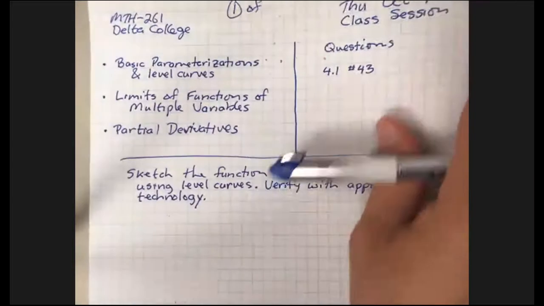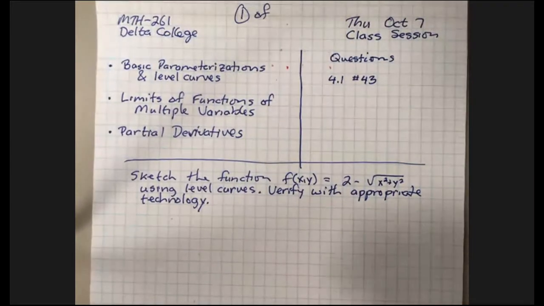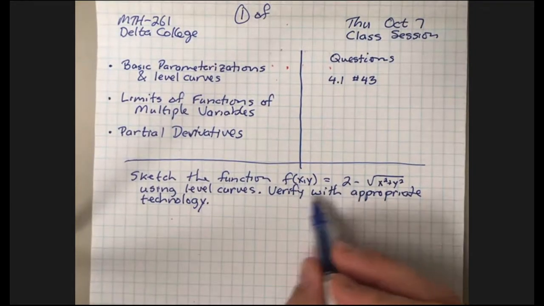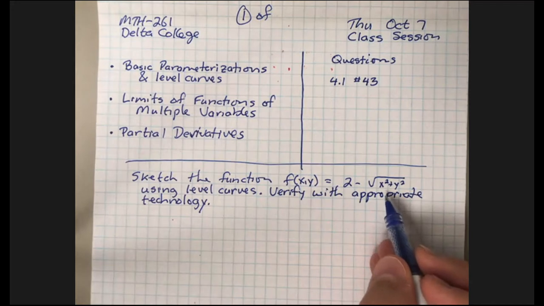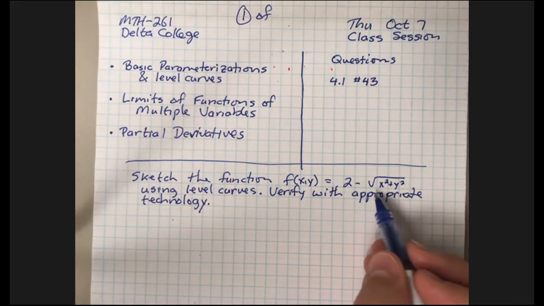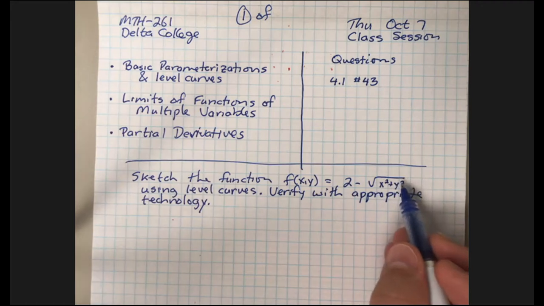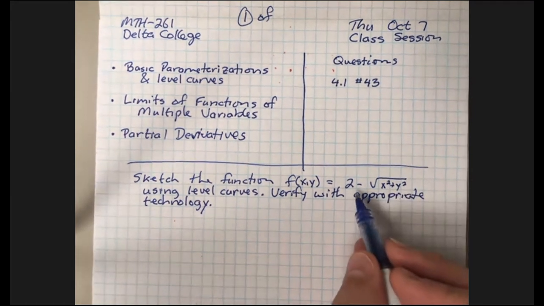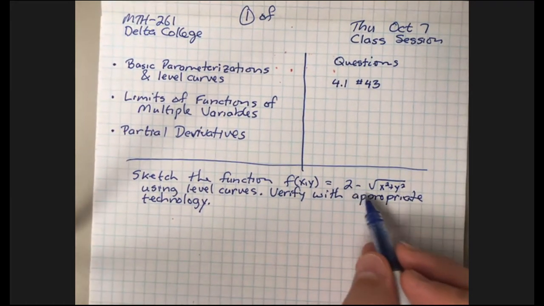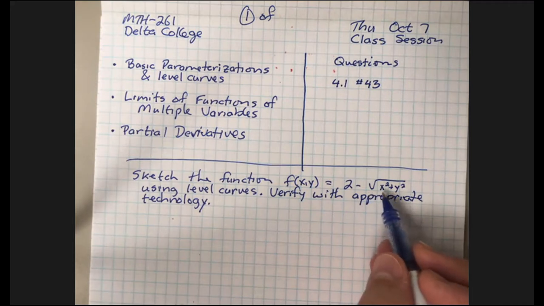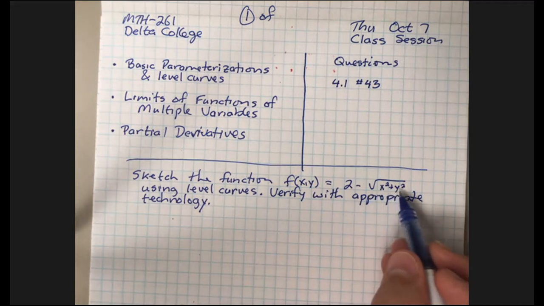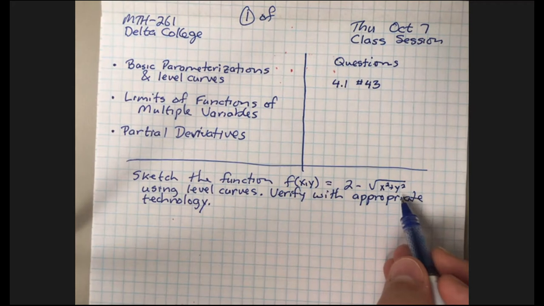So when I look at this function, the thing that strikes me first is the sum of squares right here. I mean, yes, I'm taking the square root of the sum of squares. Yes, I'm subtracting that from a constant. But the basic idea is this sum of squares gives me something to focus on.